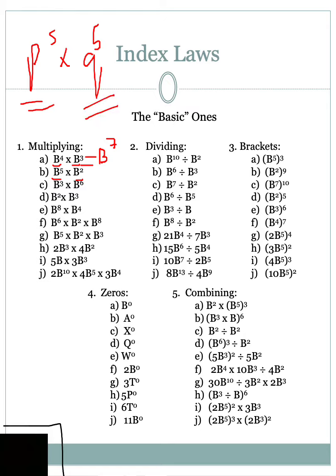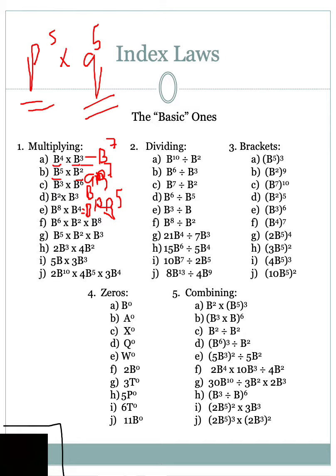For part B, b to the power of 5 times b squared. So add the powers, I'm going to get b to the power of 7 again for part B. Okay, it should be a b, sorry. Number 3, b to the power of 3 times b to the power of 6 is going to be b to the power of 9 for part C. And for part D, it's going to be b to the power of 5. For part E, it's going to be 8 plus 4, which is b to the power of 12. So it's going to be b to the 12 for question E, okay?